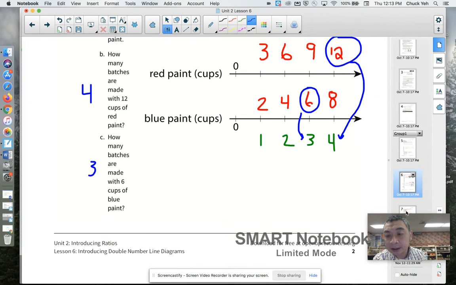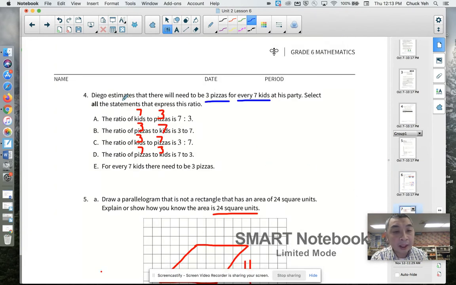On this, you're supposed to circle all the statements that express the ratio. So it's 3 pizzas for every 7 kids. 7 kids right here, 3 pizzas right here. So it makes sense, so circle that. The ratio of pizzas to kids is 3 to 7. 3 pizzas? Yes. 7 kids? Yes. So we circle it right here. The ratio of kids to pizzas is 3 to 7. Are there 3 kids? Nope. Are there 7 pizzas? Nope. So we don't circle that.